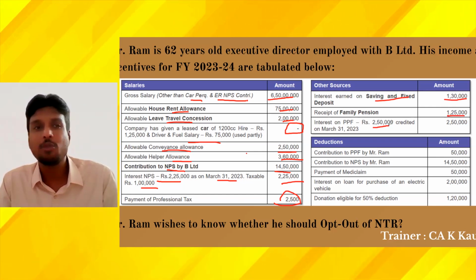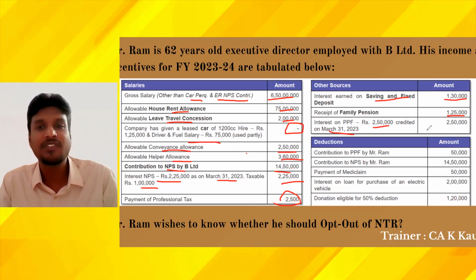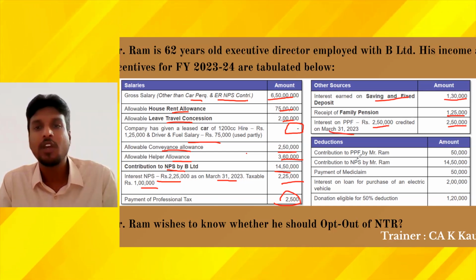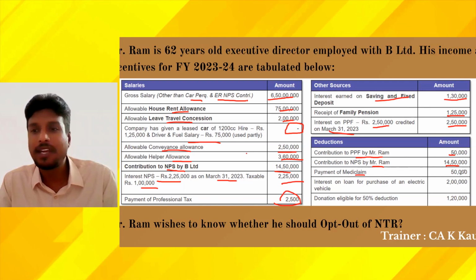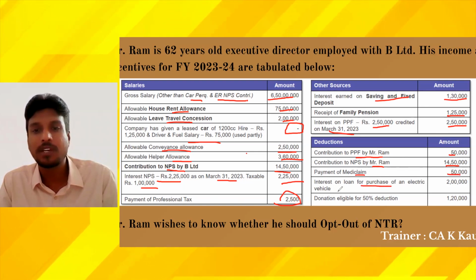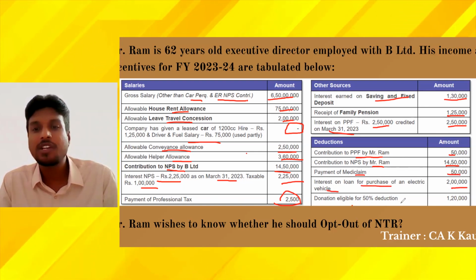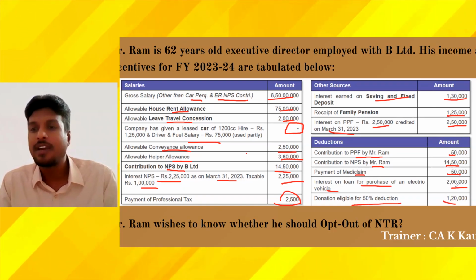Interest on PPF, rupees 2,50,000 credited on March 31st, 2023, is 2,50,000. Contribution to PPF by Mr. Ram is 50,000. Contribution to NPS by Mr. Ram is 14,50,000. Payment of Mediclaim is 50,000. Interest on loan for purchase of an electric vehicle is 2 lakh. Donation eligible for deduction is 1,20,000.